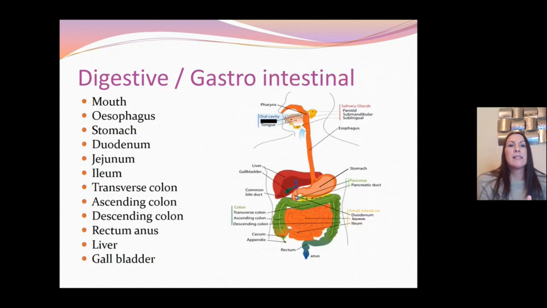The digestive system is the next system to be discussed. It also gets referred to as the gastrointestinal tract, and this includes everywhere from mouth to anus. So we take in food via our mouth, our oral cavity, and we break it down initially with our teeth and our tongue, mechanically or physically breaking down the food, and then our salivary glands help enzymatically, so they release enzymes which help break down the food as well.